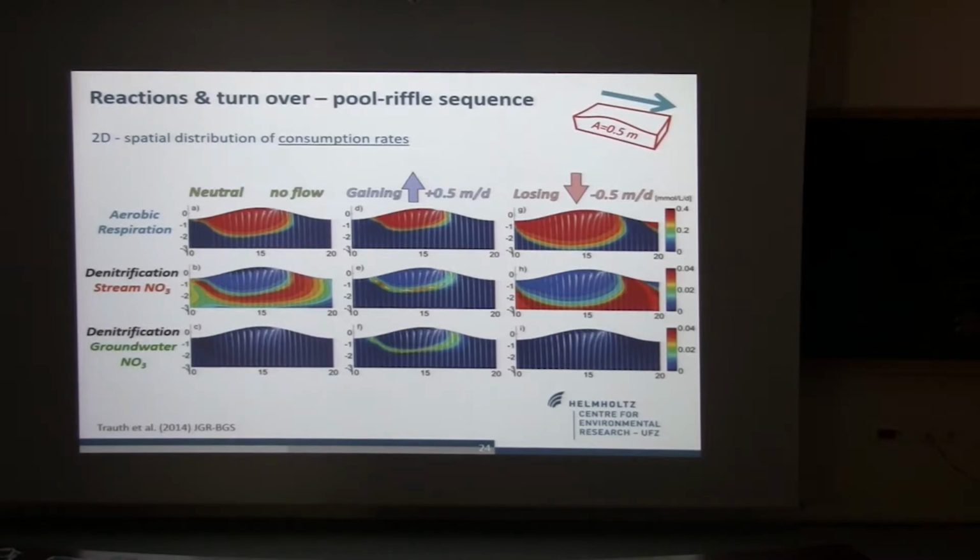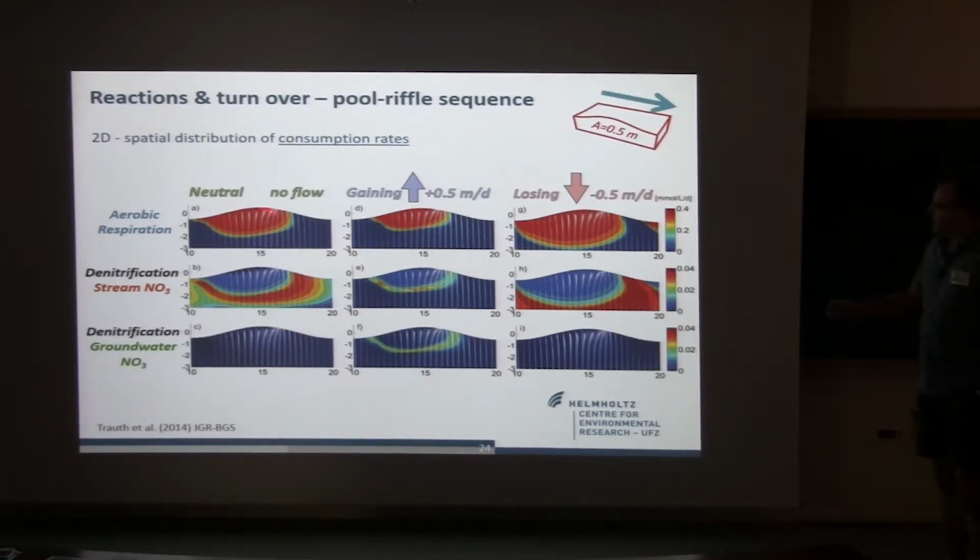And so these are just some examples from those scenarios or the simulations. This is turnover rates or consumption rates in millimoles per liter per day. Red being higher values, blue being lower. Aerobic respiration, you see under neutral conditions, you have a relatively large exchange zone and you very efficiently respire the carbon and reduce the oxygen. And then underneath you have a zone here with very active denitrification because you still have carbon and you are sufficiently depleted in oxygen that you can denitrify. In this scenario for neutral flow, there's no groundwater upwelling, so also no groundwater that can be denitrified.